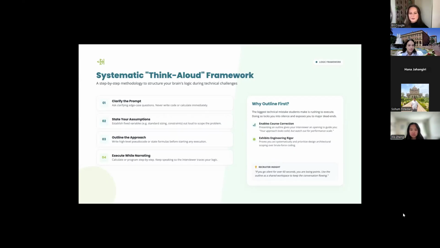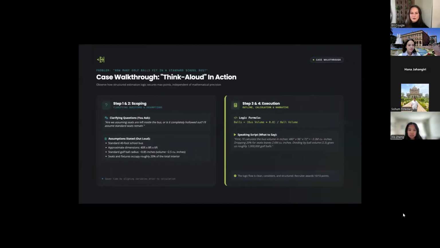If you go silent for over 60 seconds, you're losing points. That's just awkward for everybody. So try not to go too silent on your interviews, even if you are focused on the task at hand. But that's the think out loud logic framework behind answering the technical questions.